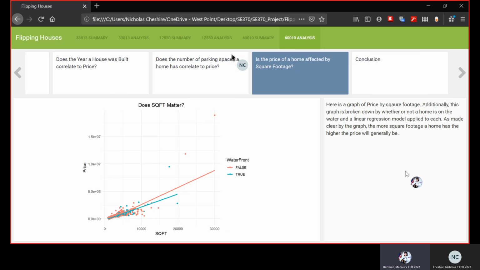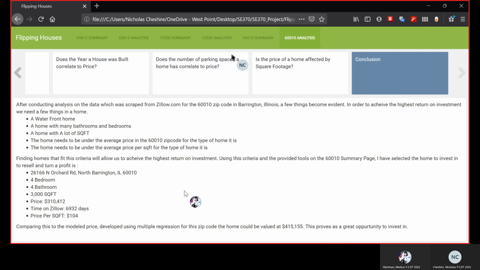And then this is similar to the first graph. Houses that have more square footage usually have a higher price. It is worth noting that the waterfront houses here tend to decrease considerably as opposed to those that are not waterfront. And then after looking at all this, we still want a house that is on the waterfront, considering that they still run for a little bit more money.